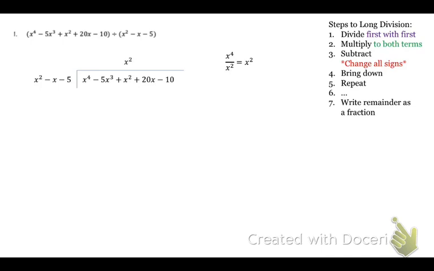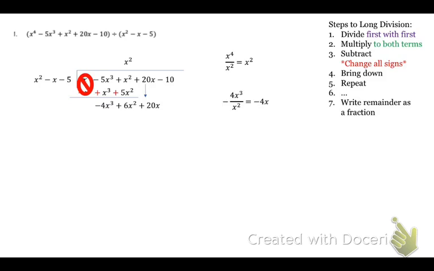And then multiply to all terms. I know I wrote both, but multiply to all terms. So x squared times x squared is x to the fourth. x squared times negative x is negative x cubed. x squared times negative 5 is negative 5x squared. Subtract, change the signs. Those cancel. Negative 5x cubed plus x cubed is negative 4x cubed. x squared plus 5x squared is 6x squared. Bring down that next one.